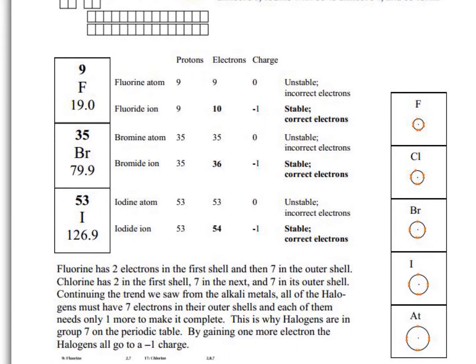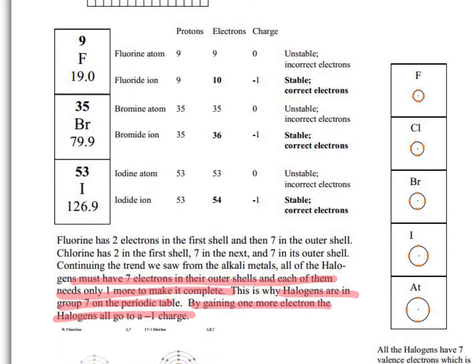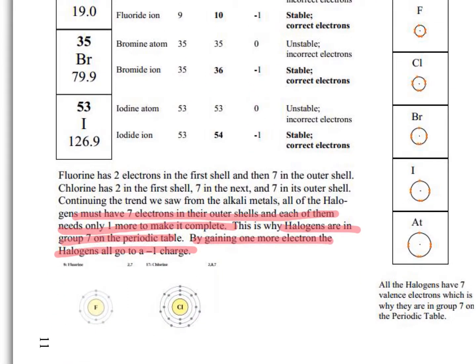They all have 7 electrons in their outer shell, so each of them only needs one more to be complete. This is why the halogens are in group 7 of the periodic table. By gaining one more electron, the halogens all have a -1 charge. When they become an ion, they all get a -1 charge. So if you look at their Bohr models here.